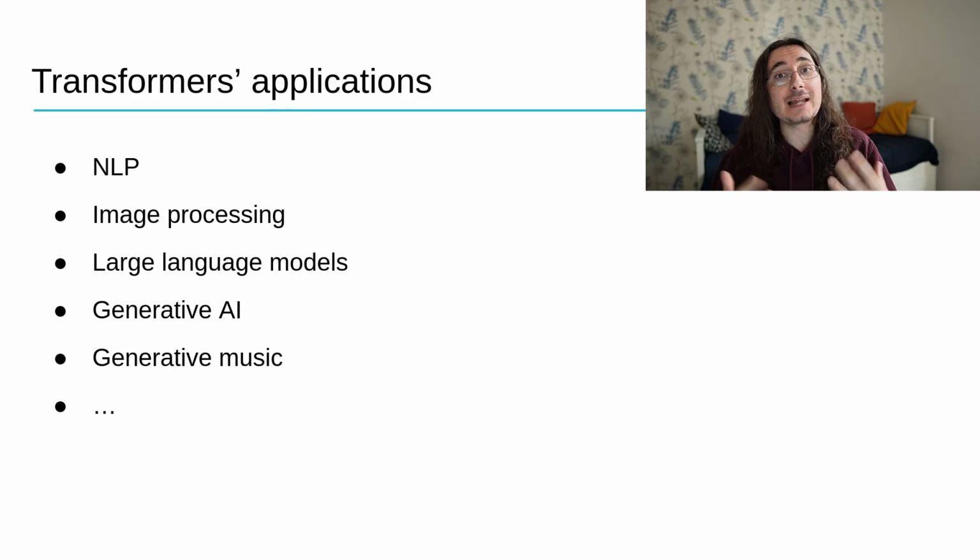Transformers are used everywhere, and they dominate most fields. They are the state of the art for natural language processing, but they've also been extensively used for image processing. They are at the basis of large language models. They're at the basis of a lot of generative AI applications. And lately, they've also been used for generative music.